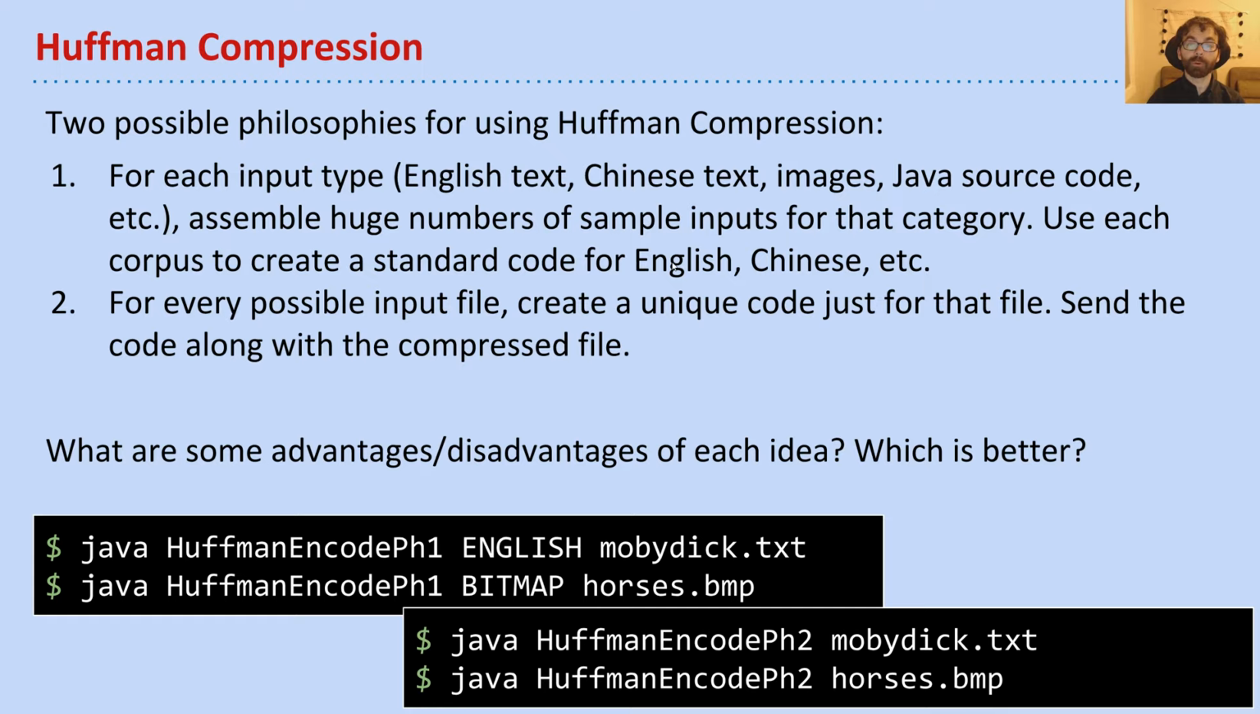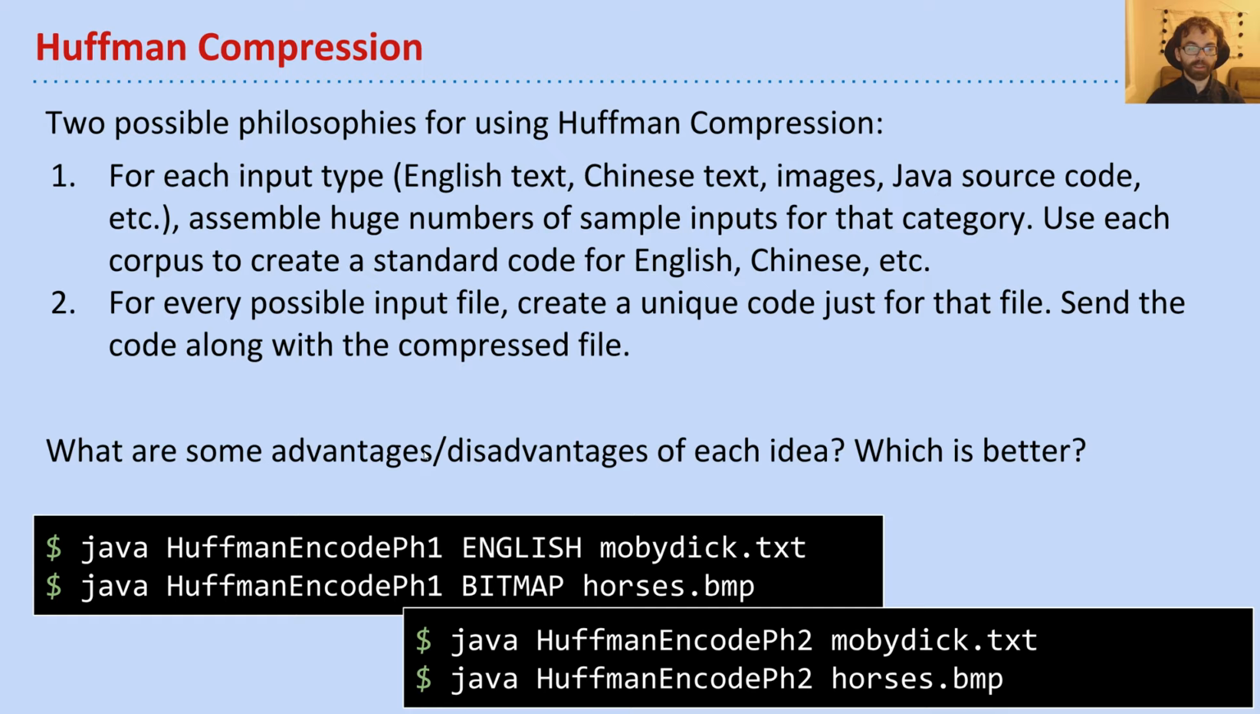The other approach is, rather than having a standard encoding for English, let's say for every possible input, we create a unique code just for that single input file. And then, of course, when someone receives the file, they're going to need to know how to decode it, so we're going to have to send along the code with the compressed file.